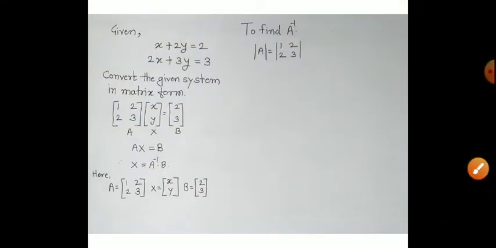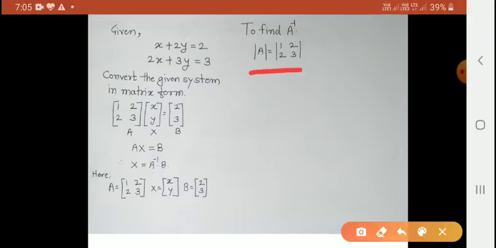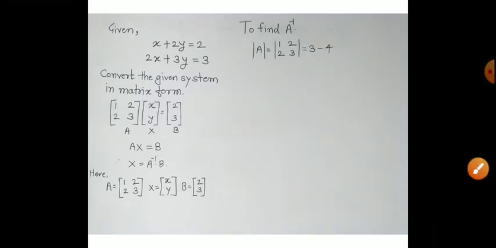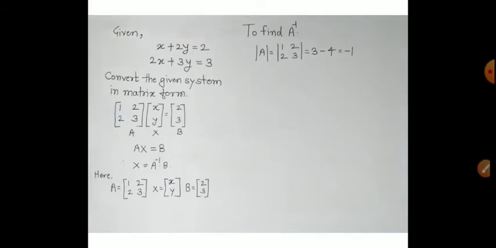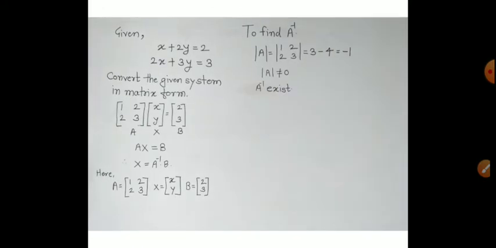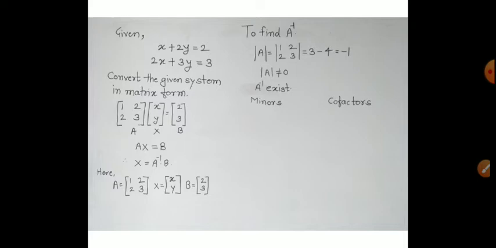To find A inverse, first we have to find the determinant of A. Determinant of A is the determinant of 1 2 2 3. Cross multiplication gives 3 minus 4, so it is minus 1. The determinant is not equal to 0, therefore A inverse exists.